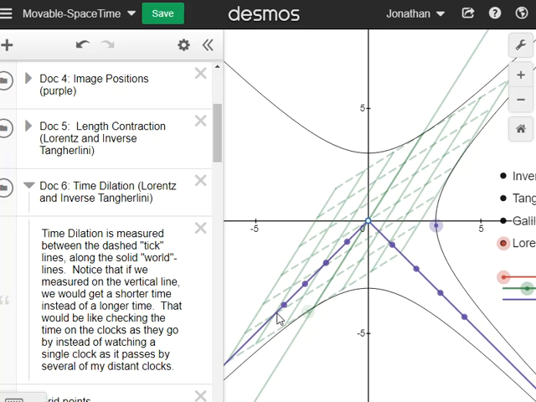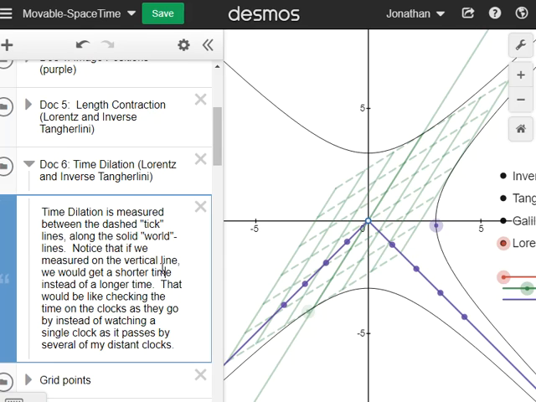The spacing between the ticks of the individual clock becomes a longer period of time, and that's called the time dilation. Notice if we measured along the vertical line from here to here, we would actually get a shorter time instead of a longer time.